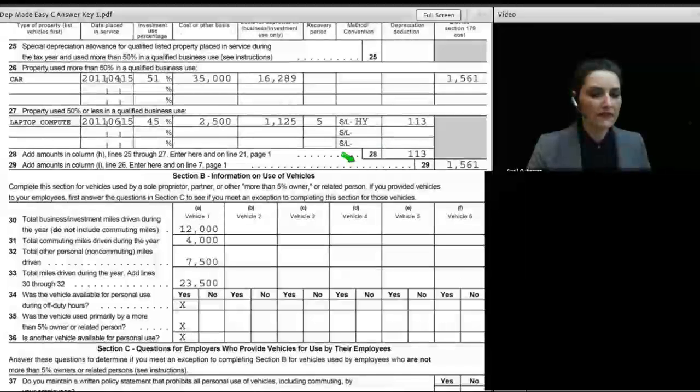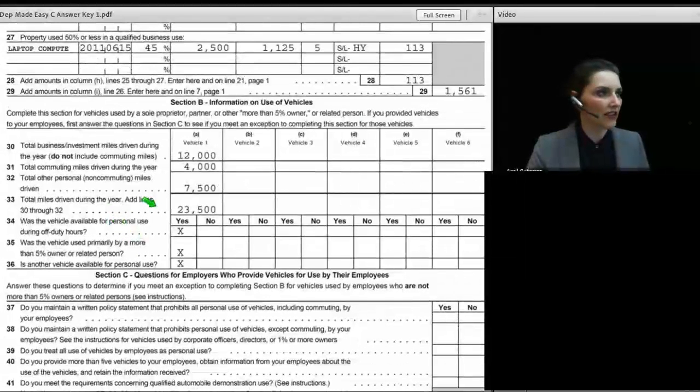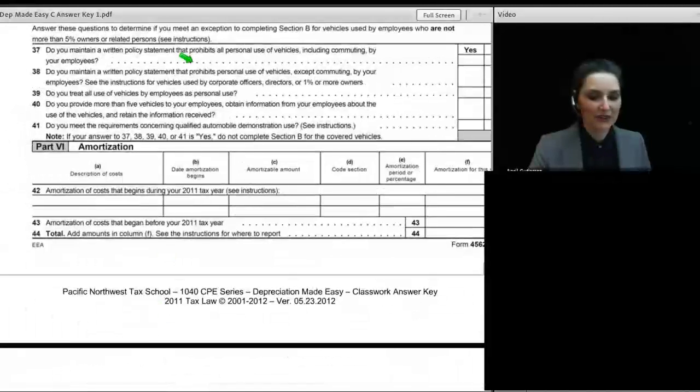And then, of course, in the problem, I gave you some business use information on that car, didn't I? There was a reason I did that, because you have to fill out this section and answer these questions. The total business miles during the year, the total commute miles, total other miles, and then, of course, the total of all miles. And then the questions, how I answered these, well, we just made those up. In real life, you would interview your client and find out the answer. Was the vehicle available for business use and off-duty hours? Probably. Was the vehicle used primarily by a more than 5% owner? Probably. And is another vehicle available for personal use? Well, most of the time. But of course, you have to ask your client those questions. So that's the 4562, page 2.